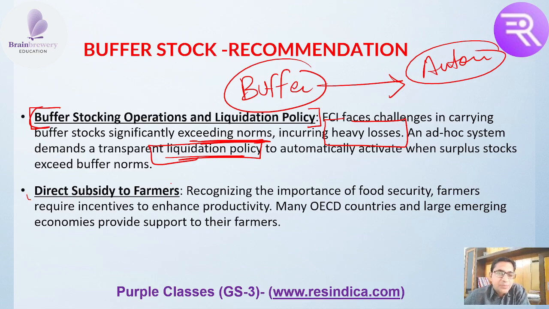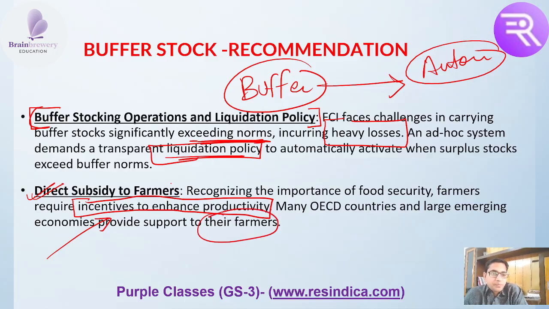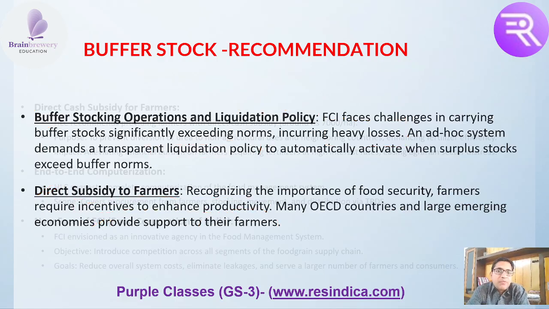Then direct subsidies for farmers. As per the report, it said that you should provide direct incentives to the farmer instead of providing them with subsidies. Direct incentive in the form of cash incentives. Direct support to their farmers. That is yet another way we can solve this issue of proper buffer stocking.